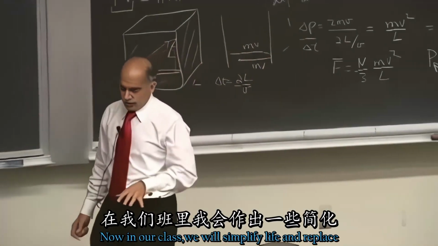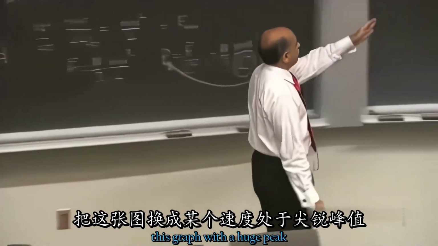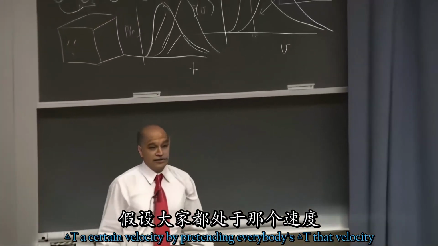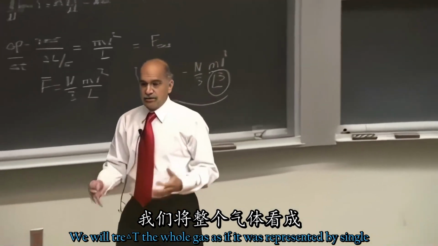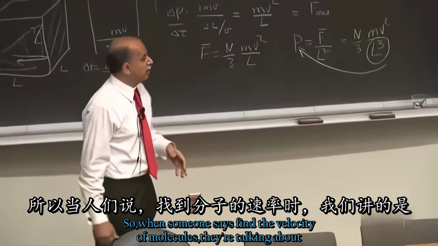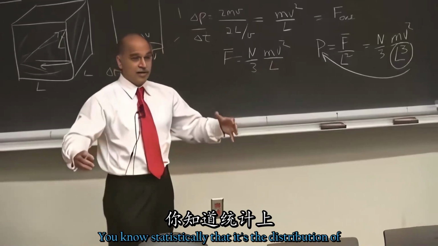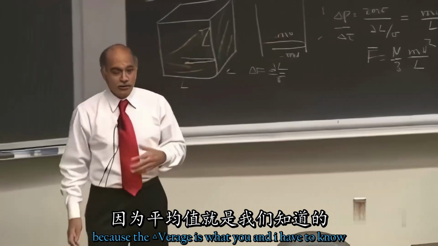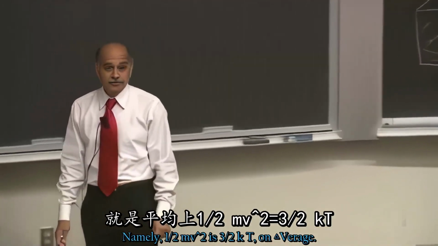Now, in our class, we will simplify life and replace this graph with a huge peak at a certain velocity by pretending everybody is at that velocity. We will treat the whole gas as if it's represented by a single average number. So when someone says find the velocity of molecules, they're talking about the average velocity. You know, statistically, there is a distribution of answers and an average answer. Because the average is what you and I have to know. Namely, 1/2 mv squared is 3/2 kT on average.